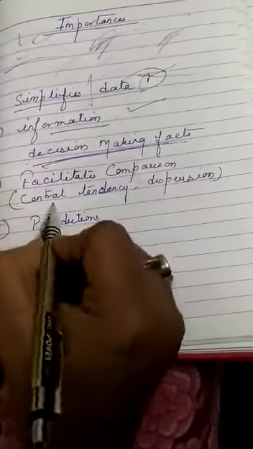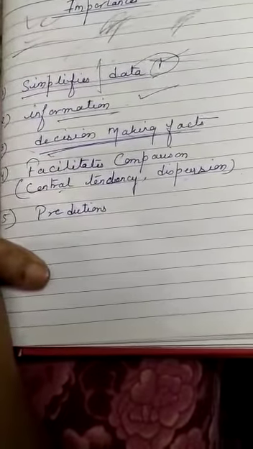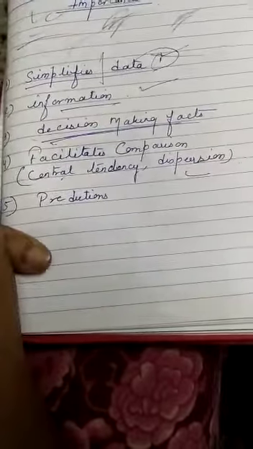Next is facilitates comparison. These are the tools of statistics: central tendency and dispersion. Central tendency means what you did in your 8th, 9th standard, that is mean, median, mode. Dispersion, standard deviation, all these things. A bit of practical approach is there that we will do later.